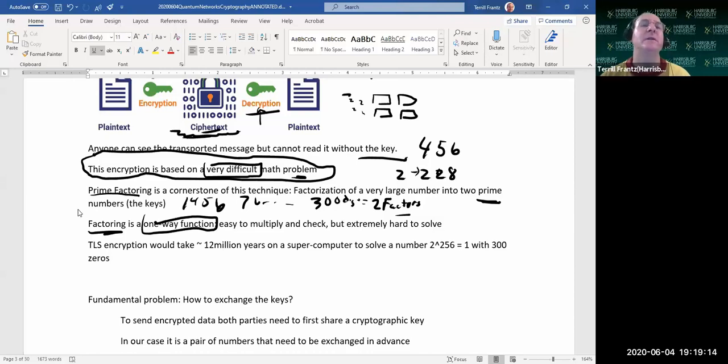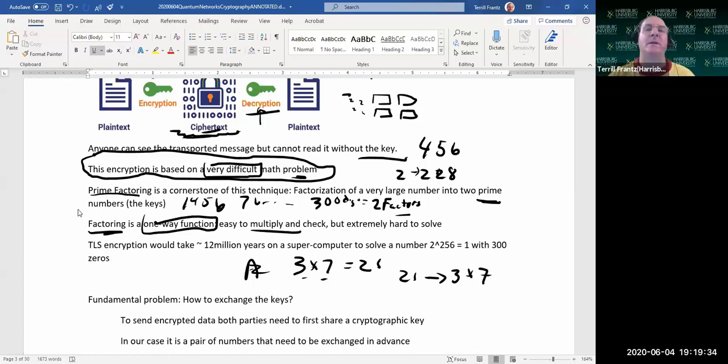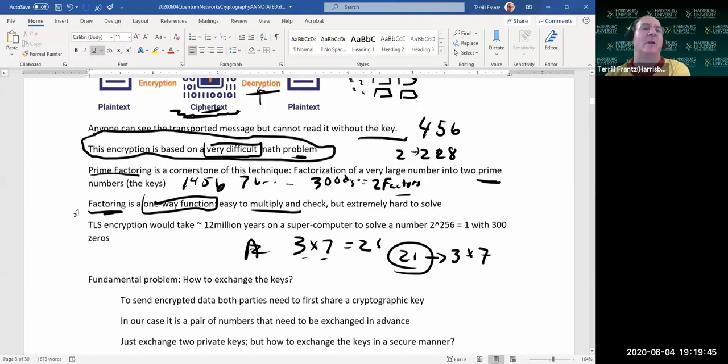It's very easy to multiply two numbers. 3 times 7 equals 21. It's very easy to multiply them and check that the two numbers are correct, but it's very difficult to take the number 21 and figure out what the two prime factors are, which happen to be 3 and 7, by the way. And it's easy for us because most of us, at least my age, have memorized the 12 by 12 multiplication tables, and so we can easily factor the number 21.